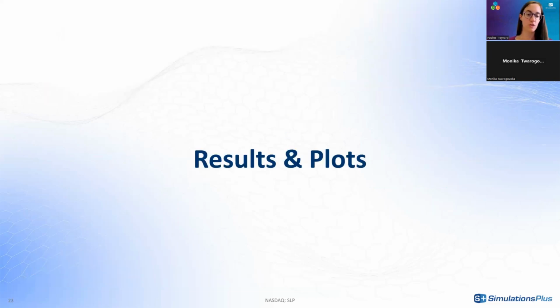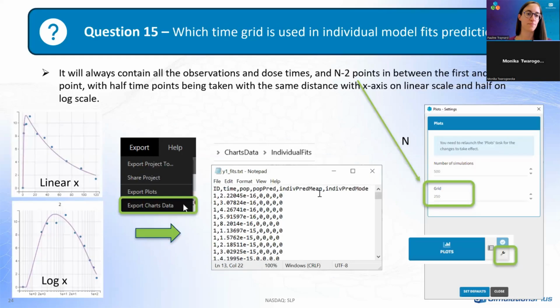Now we have some questions about results and plots in Monolix and how to interpret them. So the first one is, which time grid is used in individual model fit predictions? So this question is about the individual fit plots in Monolix that looks like this.